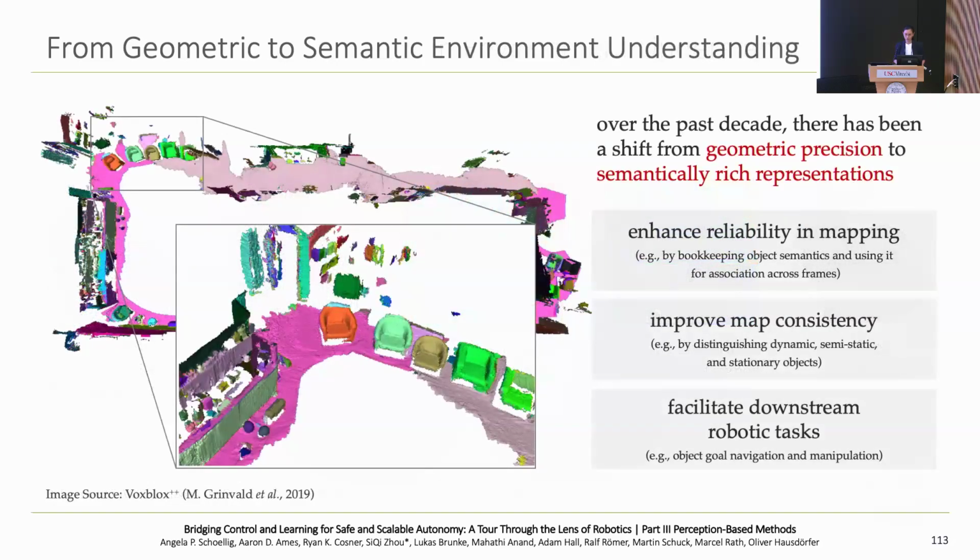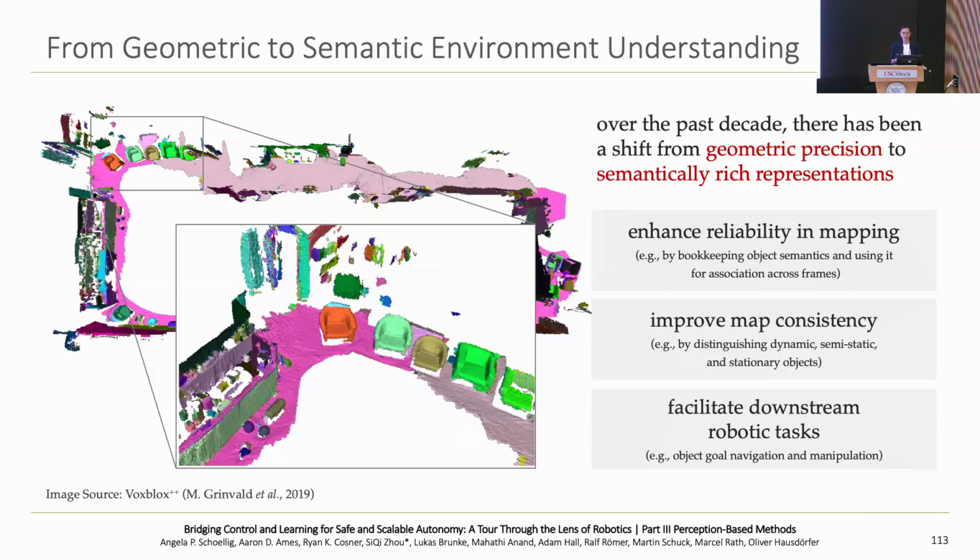Over the past years, we have seen a gradual shift from trying to obtain geometrically precise environment representation to semantically rich representations. There are many motivations for why we want semantics in the environment map. On one hand, this would enhance reliability in mapping. For example, if we observe the same area over different frames, we can better associate objects with the semantic information.